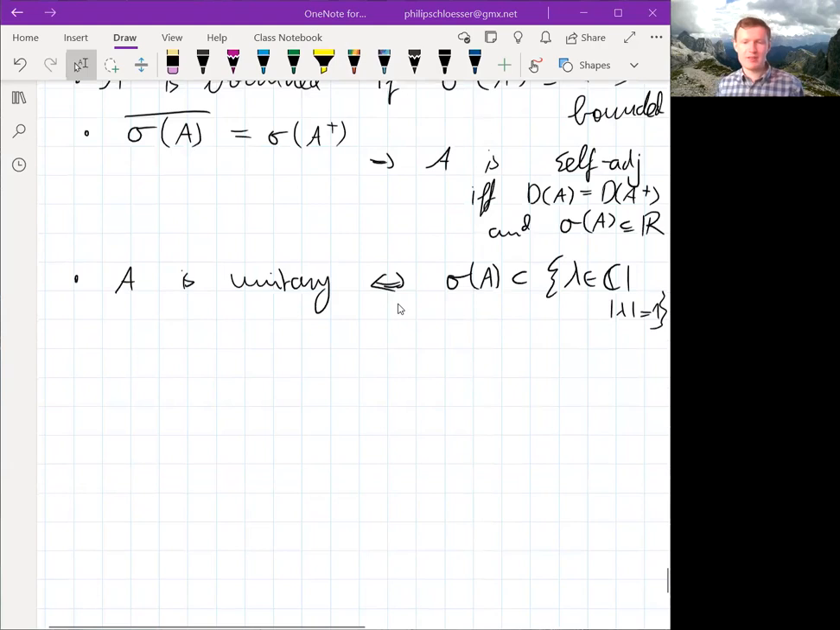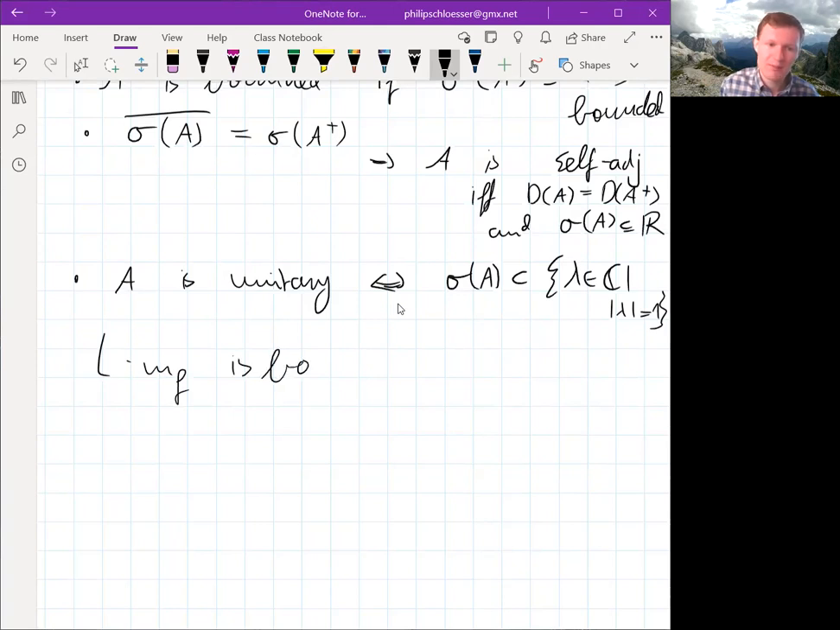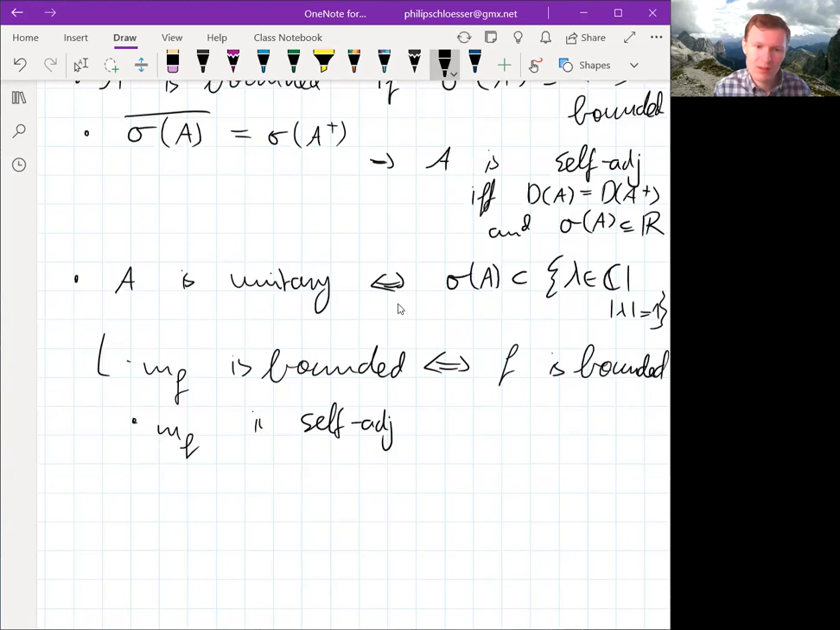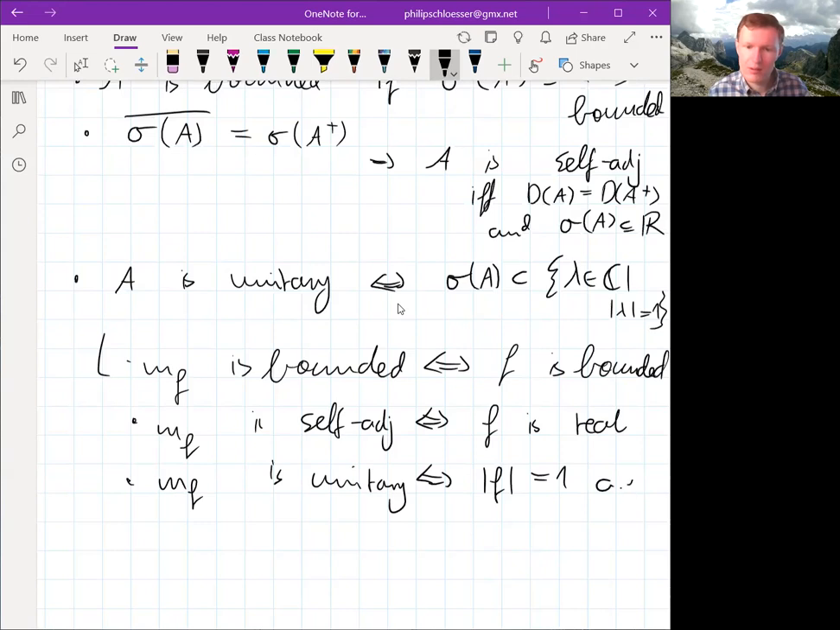A is a unitary operator if its spectrum lies on the unit circle. Which in particular means for our multiplication operator that MF is bounded if and only if F is bounded, because MF is bounded if its spectrum is bounded, and that spectrum is related to the image. MF is self-adjoint if and only if F is a real function, and MF is unitary if and only if the absolute value of F is 1 almost everywhere.